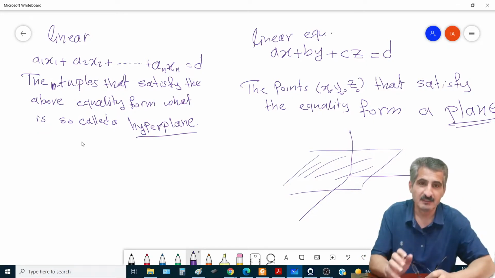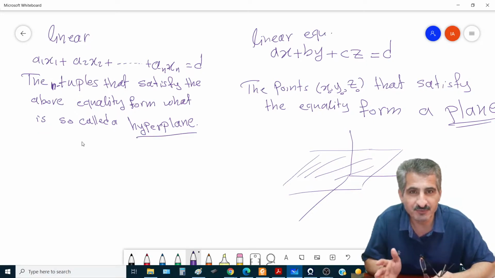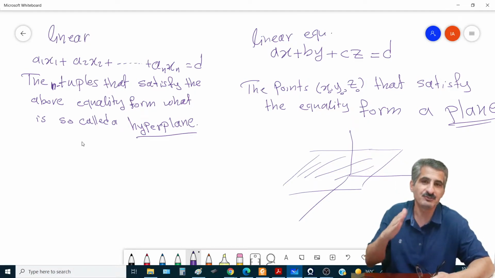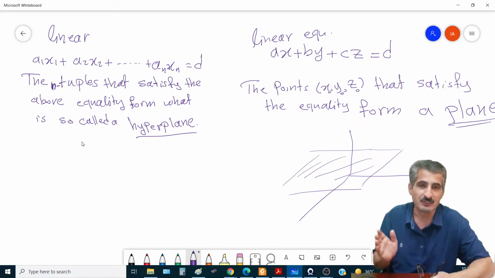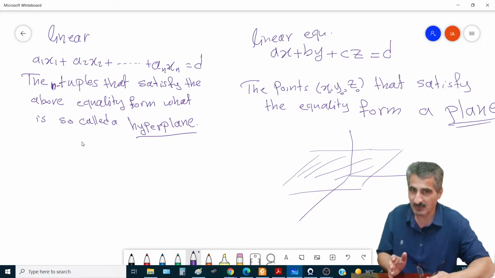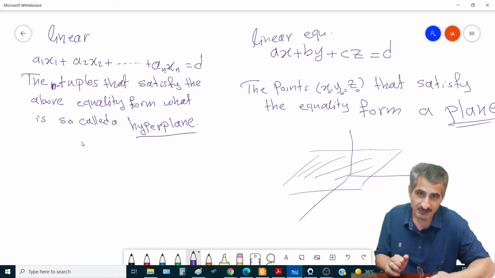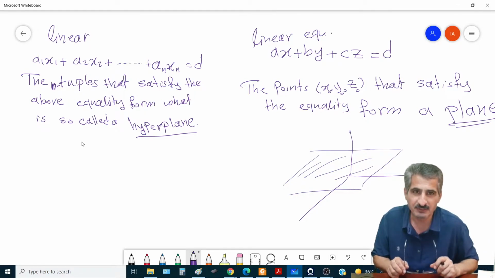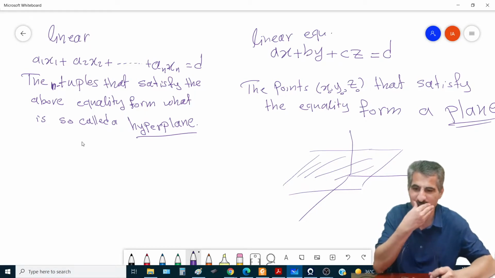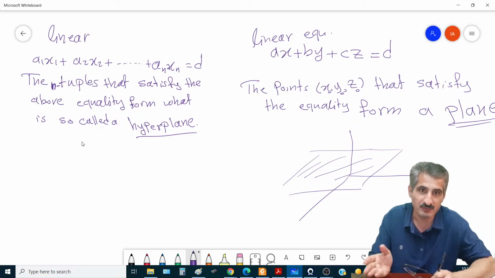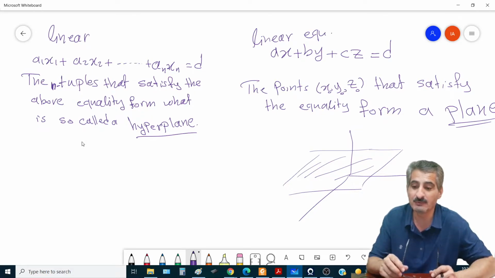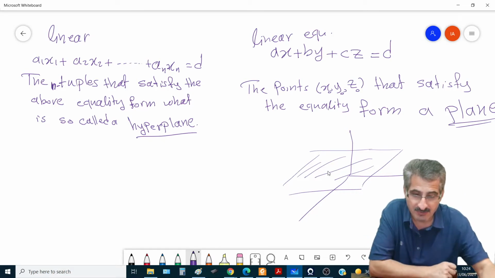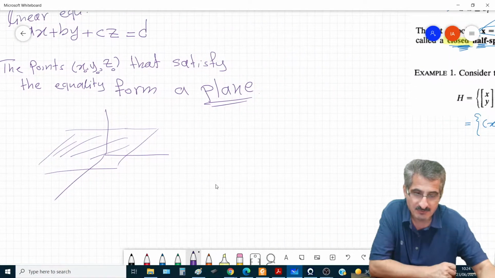So we cannot imagine planes in 4 dimension, right? But there is a generalization of planes from 3 dimension to 4 dimension to 5 to 6 and so on. How do these generalizations come out? They are solutions of linear equations, okay? And we will call the geometric shape of the points that satisfy that equation a hyperplane, a generalization of a plane of 3 dimension. Okay? So let's go back.